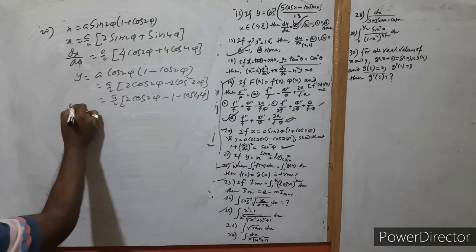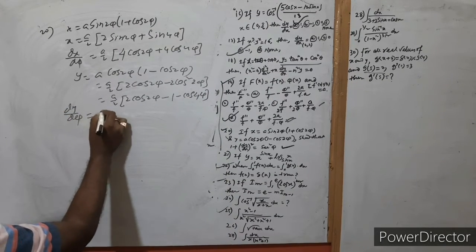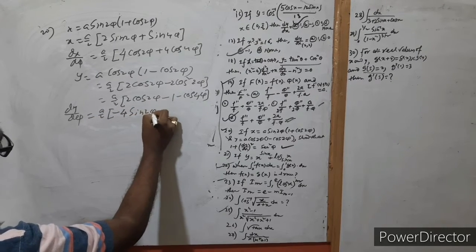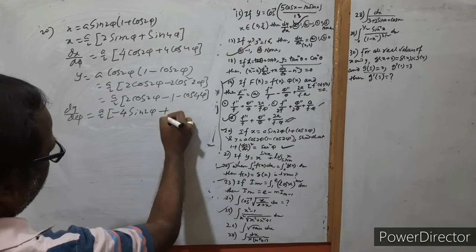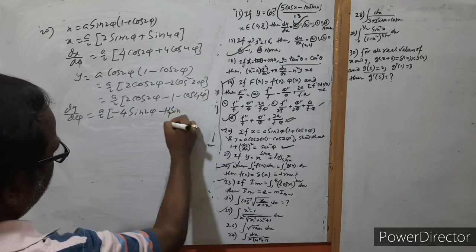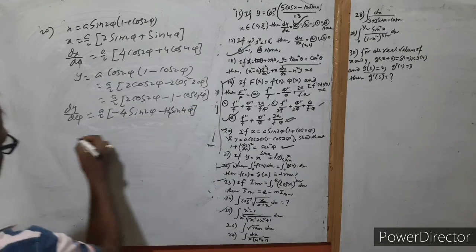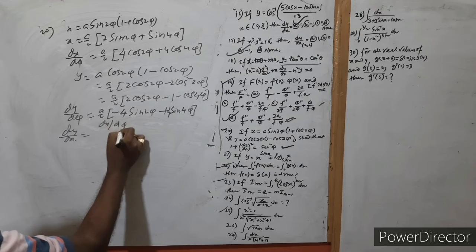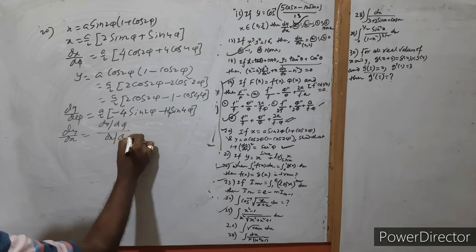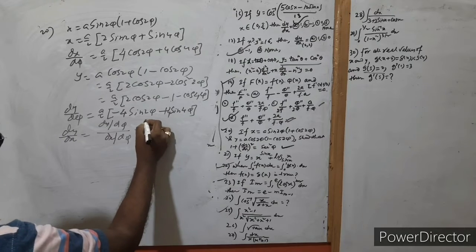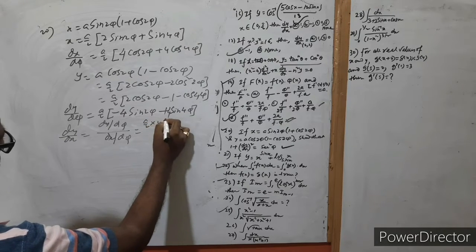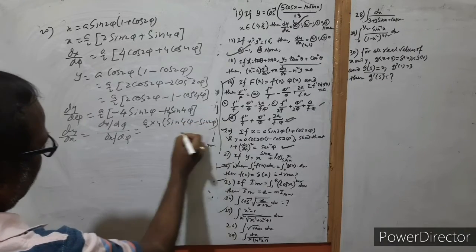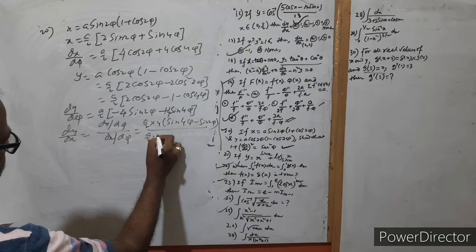Okay, and differentiate dy/dφ and dx/dφ. This is a/2, and this is minus 4 sin 2φ, and this is 0, minus minus plus sin, and this is also 4 sin 4φ. Now find dy/dx. This is dy/dφ by dx/dφ, and that is equal to a/2, take a common 4 here, and this is sin 4φ minus sin 2φ, whole divided by a/2 into 4 here.